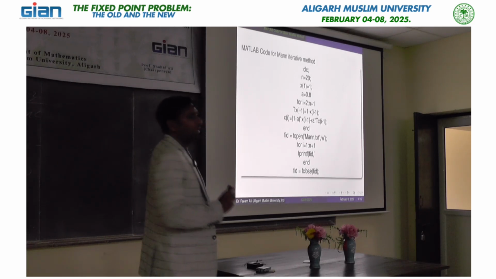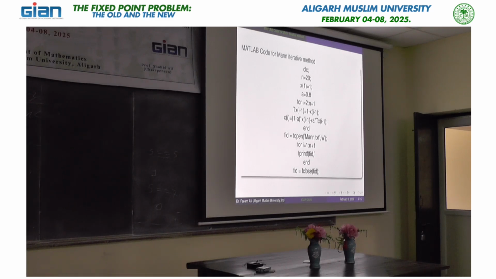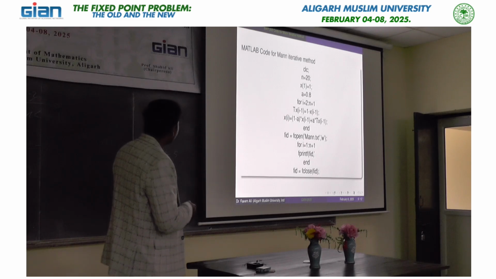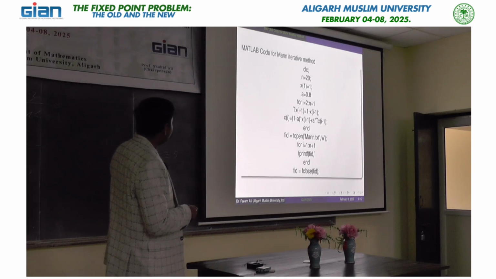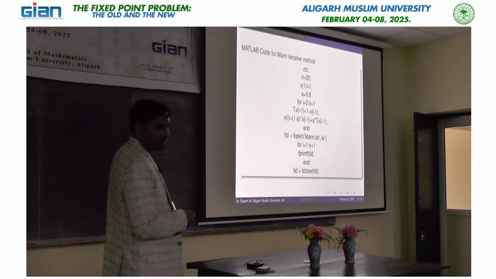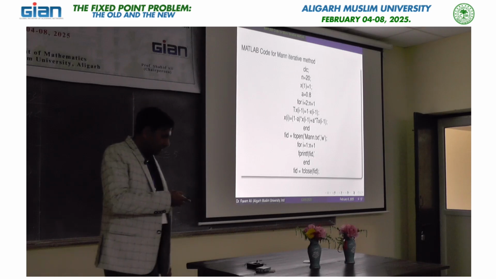So this is the MATLAB code for the Mann iterative algorithm. All things are the same here as in the Picard iterative method. Here we just write the Mann sequence x(i) = (1 - a) * x(i-1) + a * T x(i-1), where the star is for multiplication. All things here are the same.